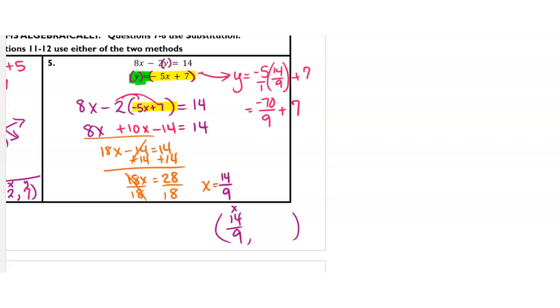And then we want to add 7. We want to make that whole number a fraction. So we multiply 9 times 7. That's 63 over 9. That gives us 7. So these are equivalent. Then we got negative 70 over 9. And then negative 70 plus 63 is negative 7. And then we keep the denominator the same. So my y is negative 7 over 9.